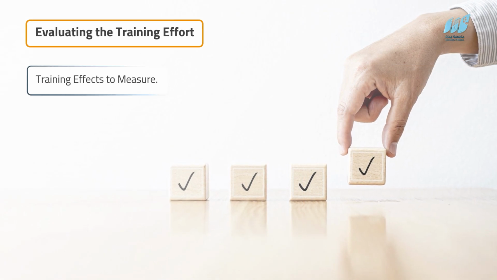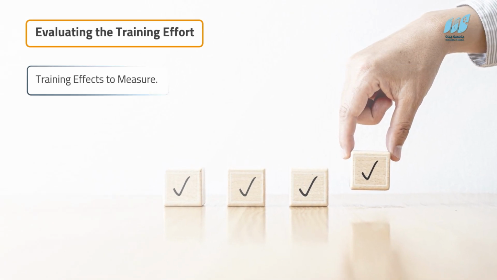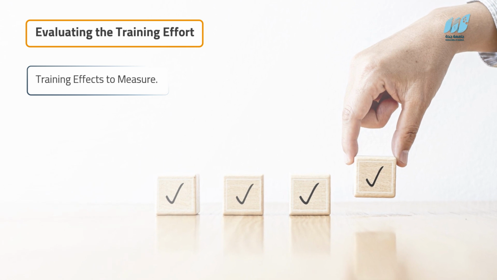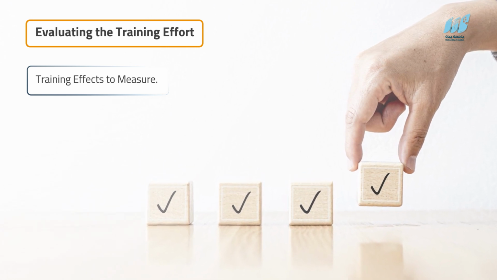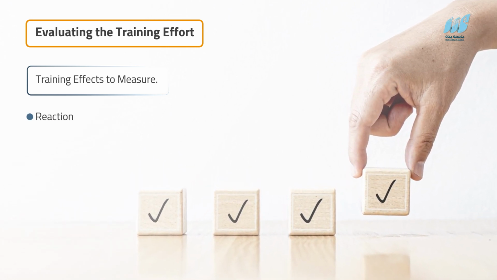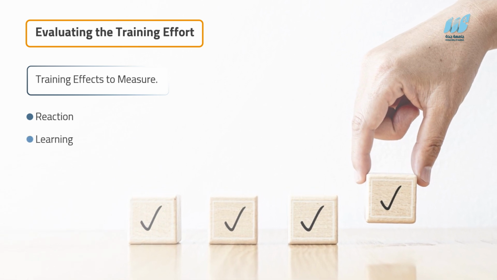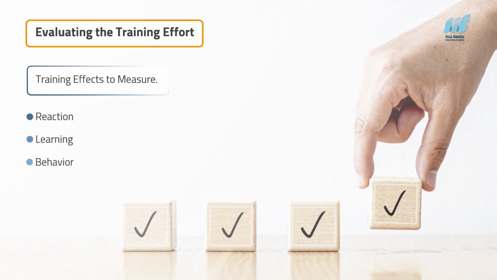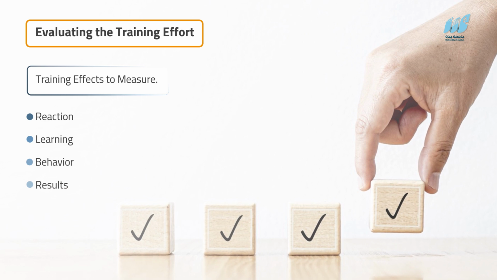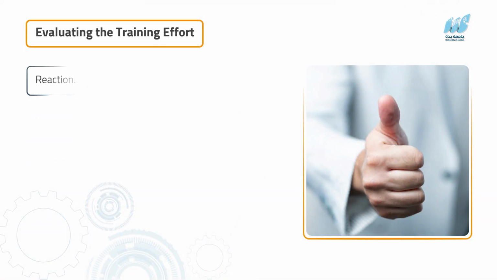Training effects to measure. The manager can measure 4 basic categories of training outcomes or effects: 1. Reaction. 2. Learning. 3. Behavior. 4. Results. 1. Reaction. Evaluate trainees' reactions to the program. Did they like the program? Did they think it is worthwhile?